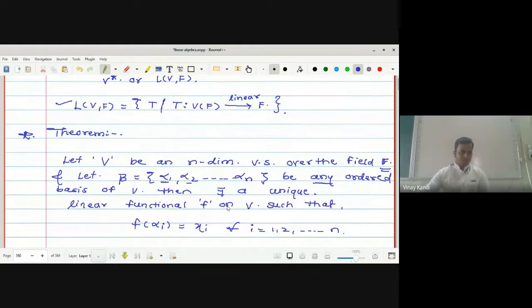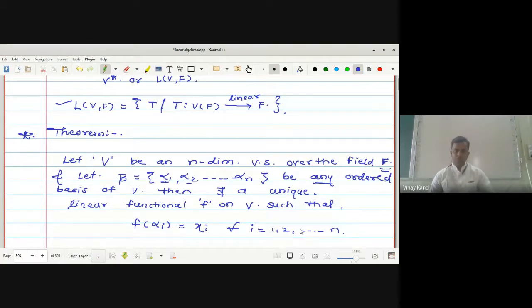Now again, we see one theorem statement. Let V be an n-dimensional vector space over the field F, and let beta be an ordered basis of V over F. Then there exists a unique linear functional f on V such that f of alpha i is equal to xi. That is, for every different element of the basis, we have different images, not for one function. For each element alpha 1, alpha 2, and so on up to alpha n, we have different images, that is xi for all i running from 1 to n.